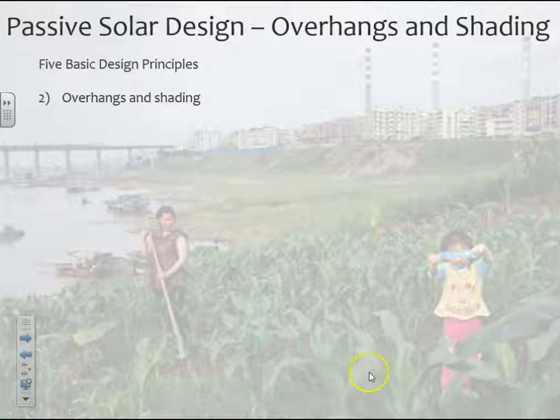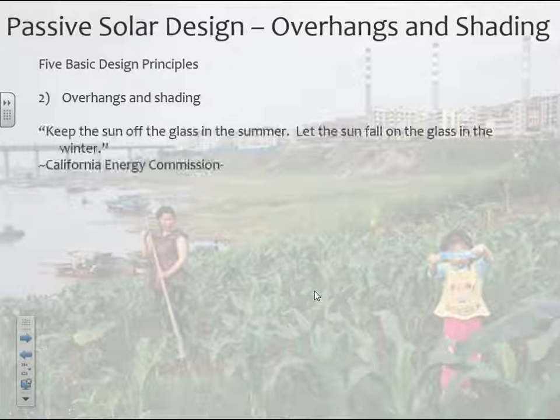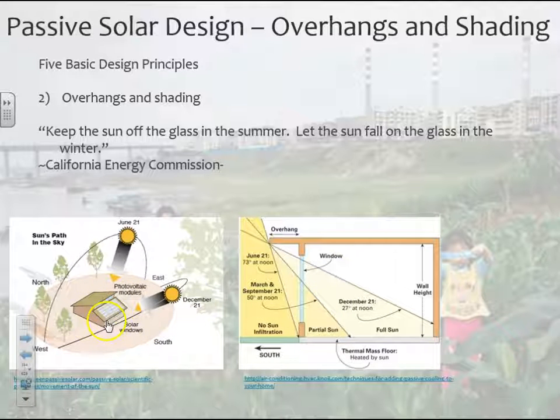Okay, so overhangs and shading is the second principle. And this has to be used in combination with your orientation. The way it boils down is keeping the sun off the glass in the summer and letting the sun fall on the glass in the winter. Okay, so again, combining your orientation, you want a south-facing building. And this is a nice little diagram that shows you the benefits of having an overhang.